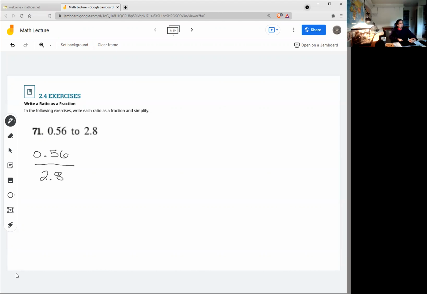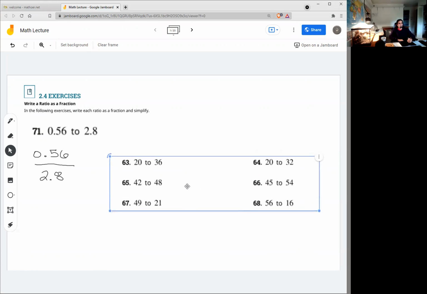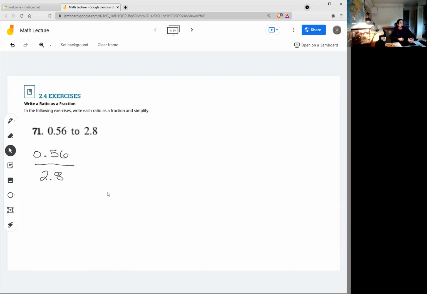So in the earlier problems before number 71, if it says, how do you write something as a ratio? Don't make it harder than it is. All we are doing is writing one number on top of the other. So that's all you're doing in those earlier problems. But they also want you to simplify.